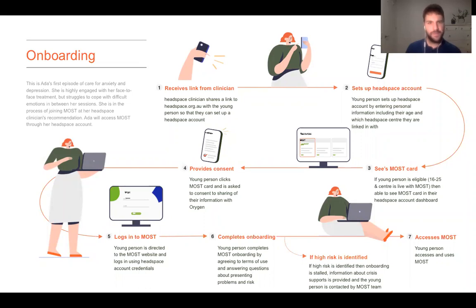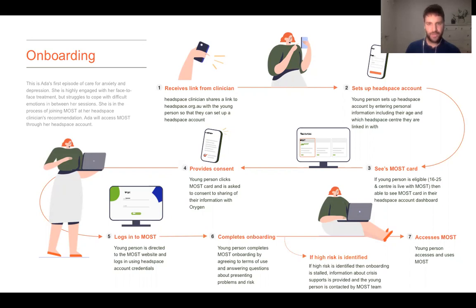This involves 7 steps. In step 1, the Headspace clinician shares a link to headspace.org.au with the young person so they can set up a Headspace account. In step 2, the young person sets up their Headspace account by entering personal information, including their age and which Headspace centre they are linked in with. In step 3, if the young person is eligible, so they're aged between 16 and 25 inclusive, and the Headspace centre they're with is live with MOST, then the young person will be able to see a MOST card in their Headspace account dashboard.